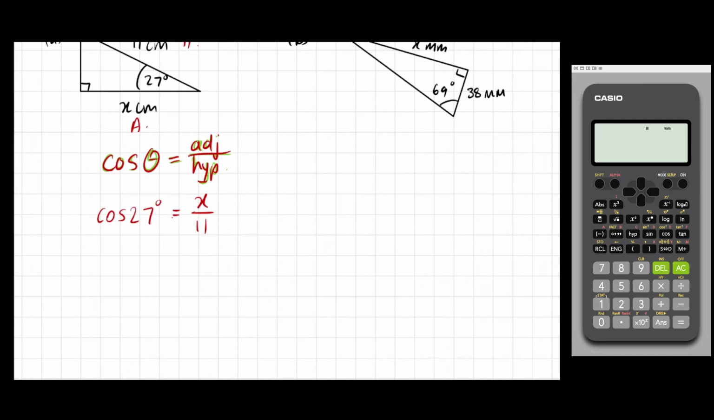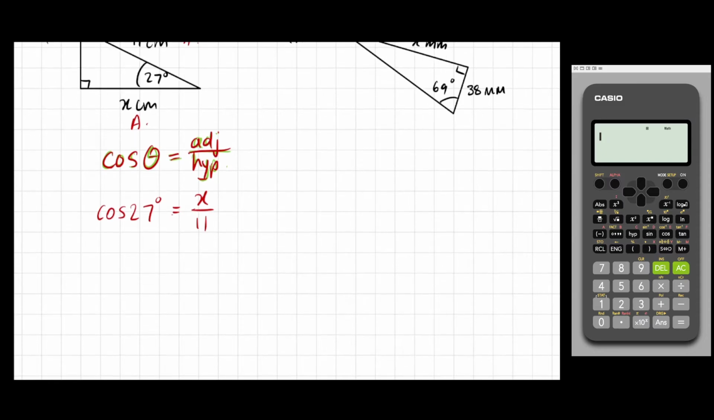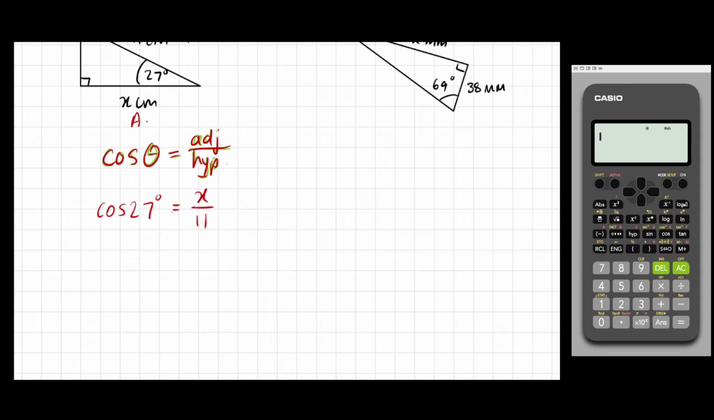It doesn't change because we have a cosine of 27 degrees. We still do the same thing. So what I'm going to do is multiply both sides by 11, as if it was just an equation. By doing this, on the right-hand side, I'm left with x, and on the left-hand side, I've got 11 times cos of 27 degrees, like this.